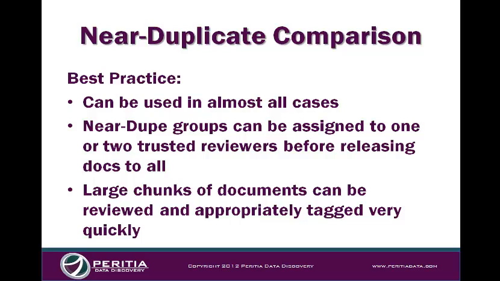From a best practice perspective, this is a great tool that can be used in almost all cases. And what a lot of our clients have done is to run the near dupe viewer tool and then assign that particular tool and the groups that it discovered to one or two trusted reviewers so that they can go through those documents before the documents are released to the general review population. This will allow you to review and tag large chunks of documents very quickly.